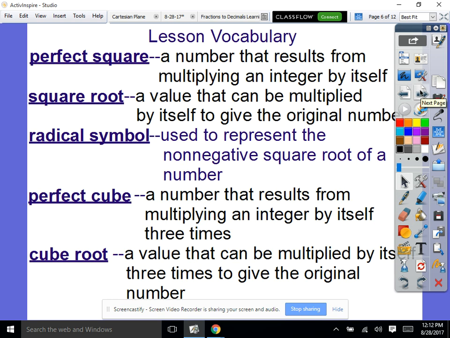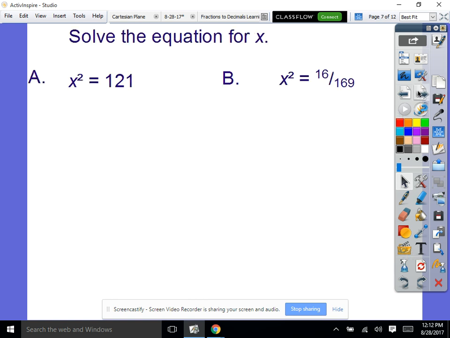All right, your lesson vocabulary. A perfect square is a number that results from multiplying an integer by itself. A square root is a value that can be multiplied by itself to give the original number. A radical symbol is used to represent the non-negative square root of a number. A perfect cube is a number that results from multiplying an integer by itself 3 times, and a cube root is a value that can be multiplied by itself 3 times to give the original number. So you'll need to stop the video and write those words in the blanks on your notes.